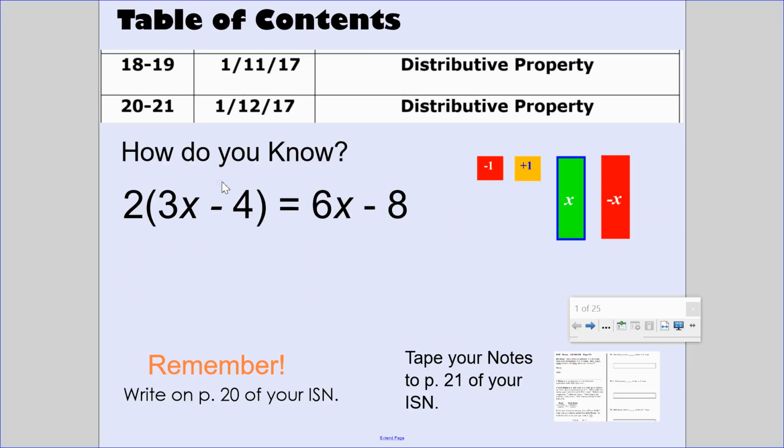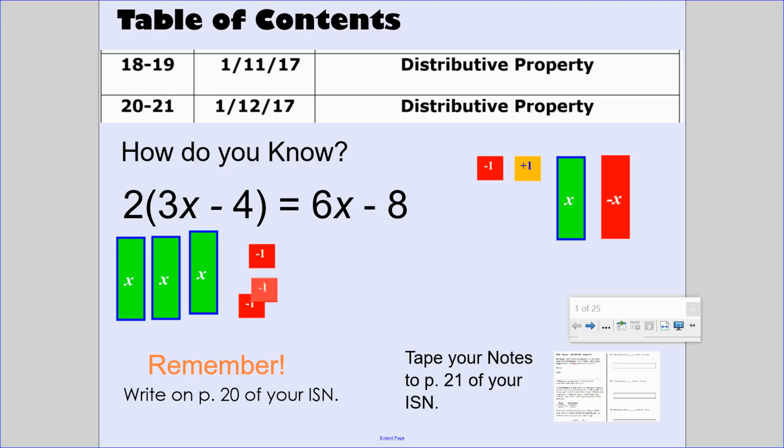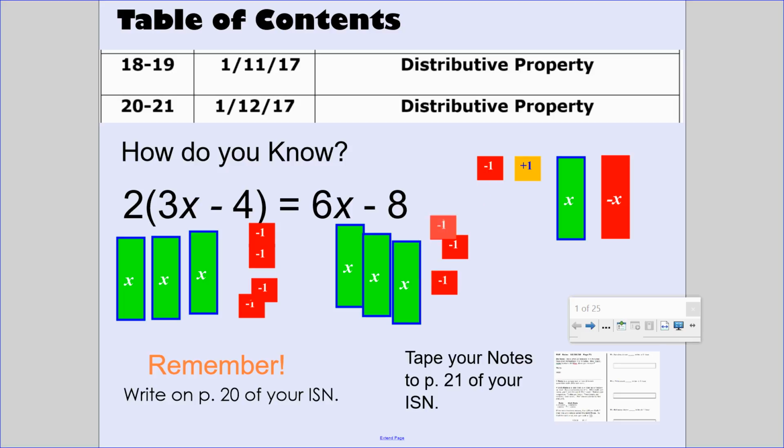This lesson is over distributive properties and the different properties again. So in this number routine, how do you know that this expression is equivalent to this expression? How do you know that they are the same? So let's use the algebra tiles to help us. It says 2 times the quantity of 3x minus 4. So let's do another example of 3x minus 4.